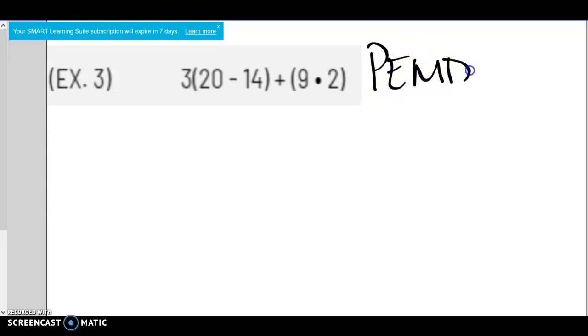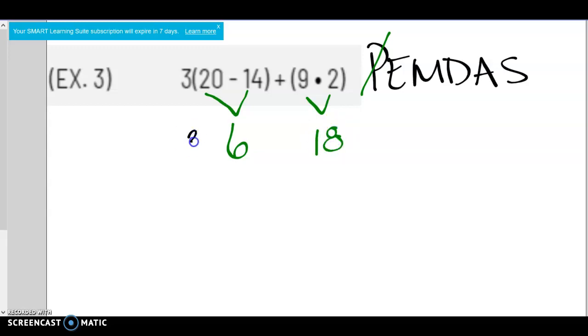Simplify using PEMDAS. We start with parentheses, and we do have 2 sets of parentheses. This set where we do 20 minus 14, that gives us 6. And then 9 times 2, we get 18. We bring everything else down. Again, that 3 next to that parentheses or attached to it, that means multiplication. Bring down this plus sign. And then because there's nothing left or around that 18, we don't have to rewrite those parentheses. You can if you want.